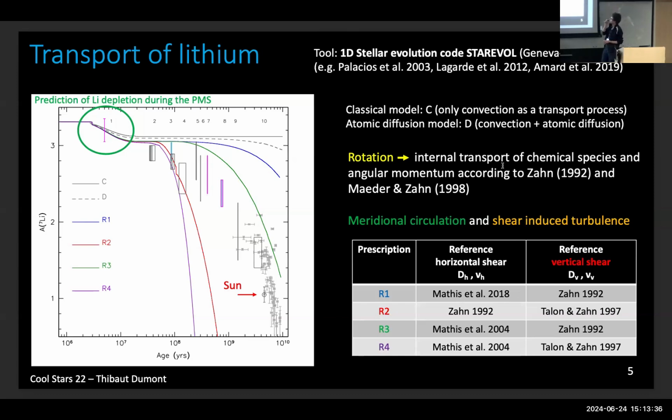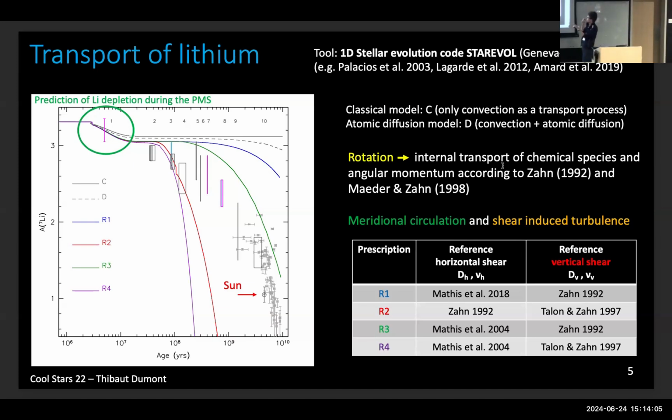And first, you have two gray models on the top, which are models which consider only convection, or only convection and atomic diffusion. And what you can see is that even if you have a depletion during the pre-main sequence and main sequence, due to the convective zone which is deep in the star, it's not enough to reproduce the lithium in the open clusters and the lithium of the Sun. And actually, we understood from the anti-correlation with rotation that we need a transport process linked to rotation.